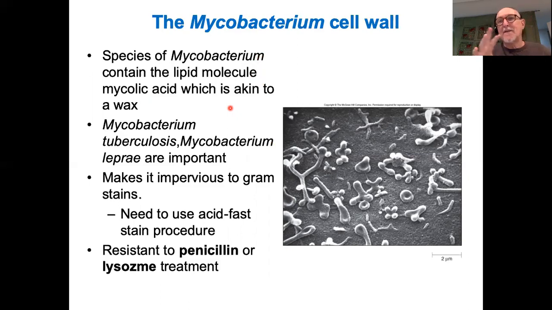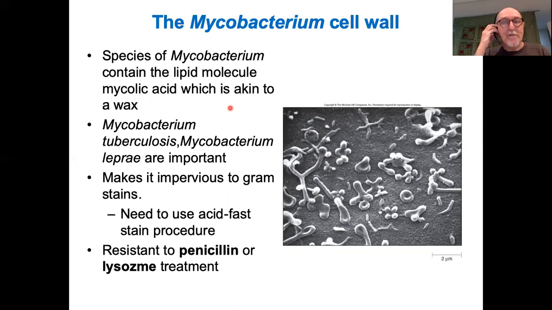And because the cell wall is embedded with this kind of waxy substance, it doesn't react to the reagents that we use in the gram stain. It's very difficult to get a gram reaction from Mycobacterium. Instead, we have to use a special staining technique called the acid-fast stain. It's quite a complex staining procedure, but what you end up with is that if the cells are Mycobacterium, they will stain a bright red color, and that is diagnostic of Mycobacterium.